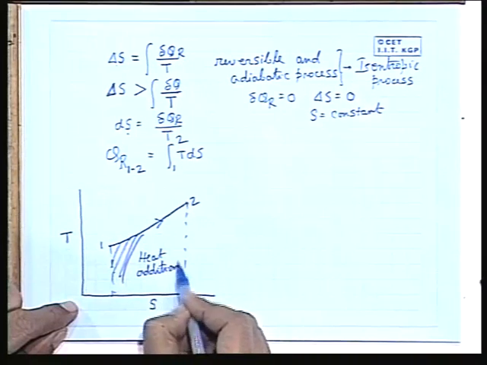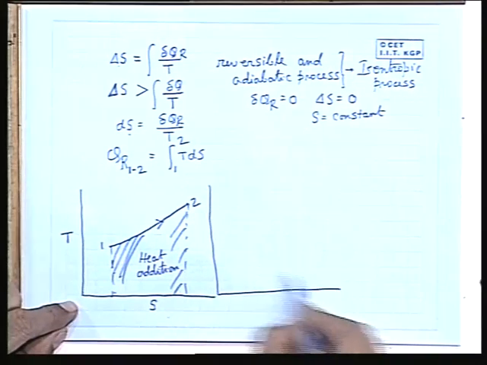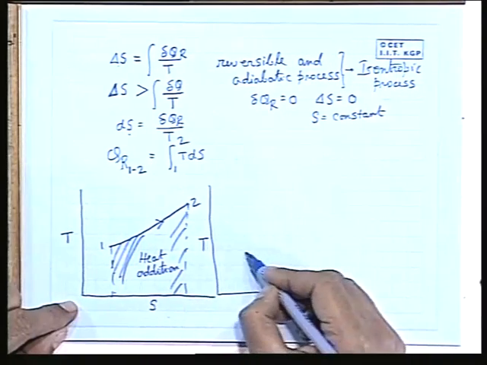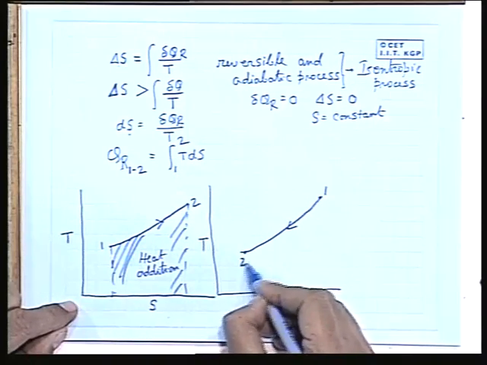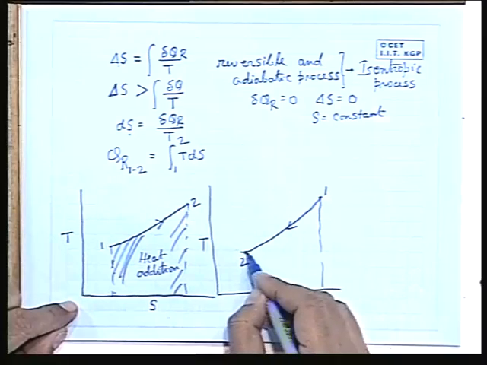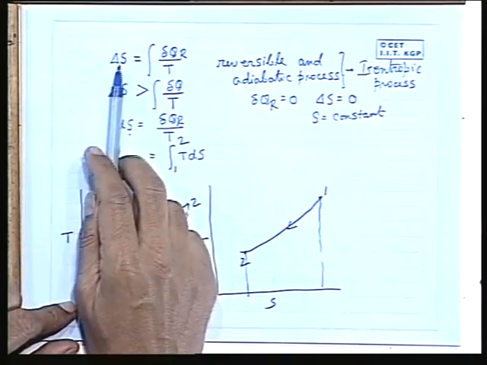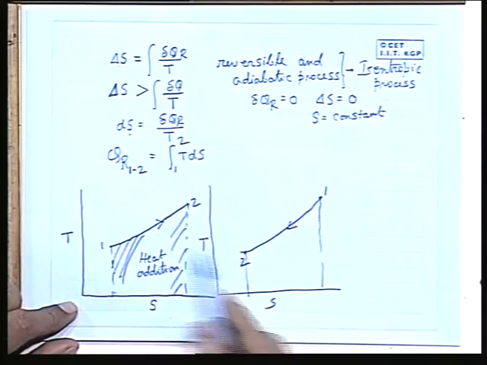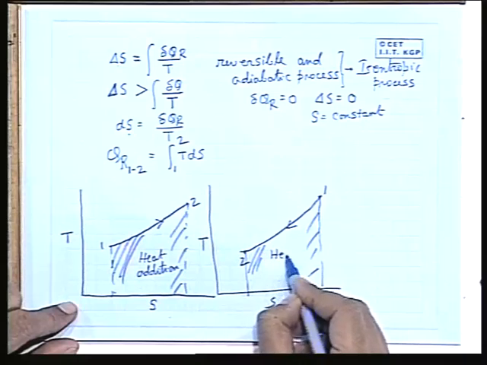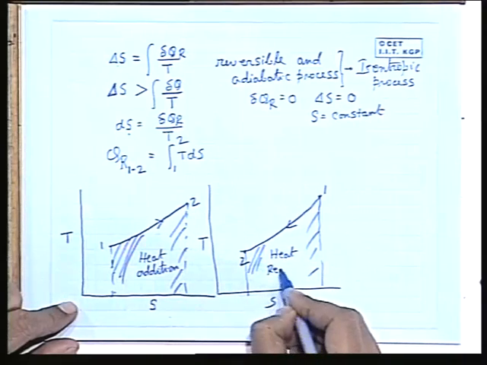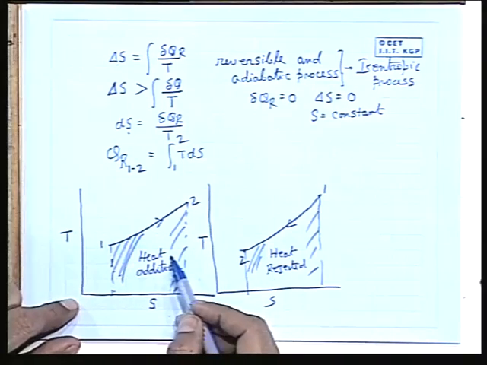Similarly, if the process is a reversible heat rejection process, the direction of the process is the other way, with initial point 1 here and 2 here, where the entropy is decreased because delta Q is negative by the usual sign convention, so dS is less than 0. Then this area represents the heat rejected, which means the area under the curve in the TS plane of a reversible process represents the heat interaction.